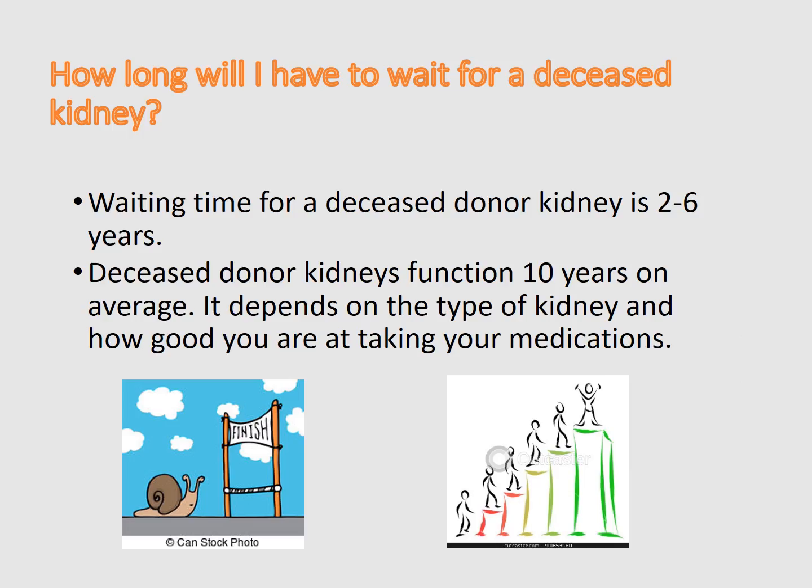By now, you're probably wondering how long you'll have to wait for a kidney on the deceased donor waiting list, and how long these kidneys are likely to last. The waiting time, although hard to predict, is around 2 to 6 years, even though you should expect a more realistic estimate of roughly 4 to 6 years. Deceased donor kidneys last an average of about 10 years, depending on how well you take your medications and practice self-care.